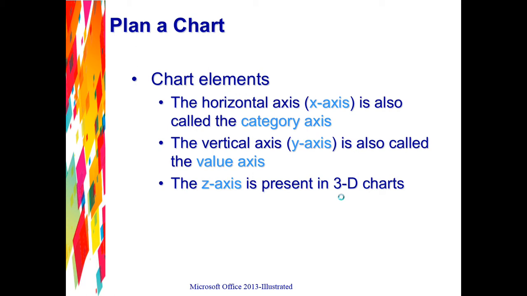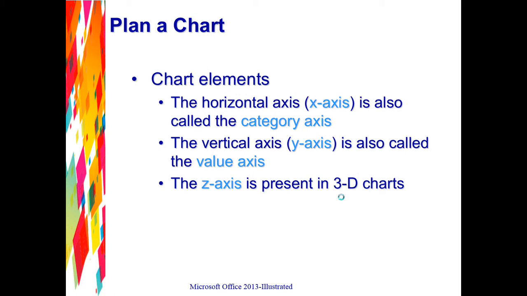And generally we call this the category axis, because generally those are going to be the different categories or the different groups that we have on there, because it's going to contain the names of data groups, maybe such as locations, months, or years. And so that horizontal axis that runs across the bottom of our chart is called the x-axis, and that's why we call it the category axis as well.